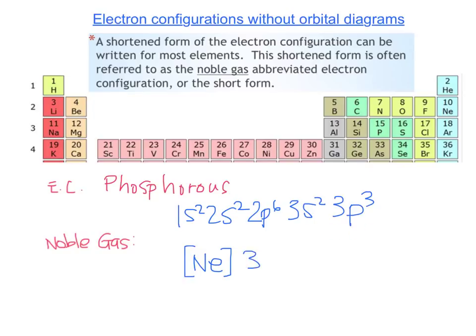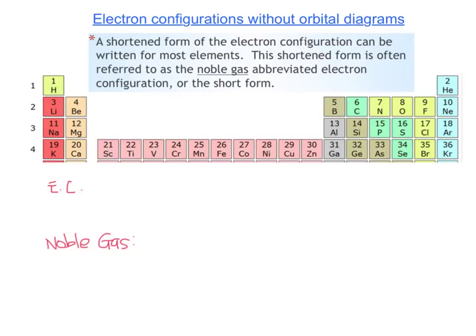So it's 3s2, 3p3. This is the noble gas abbreviation for phosphorus.